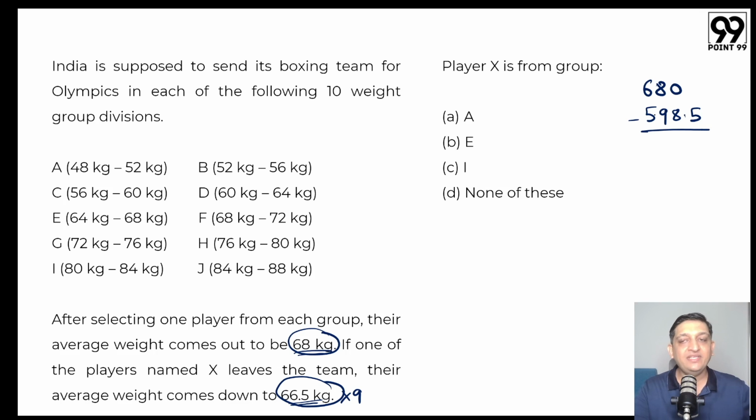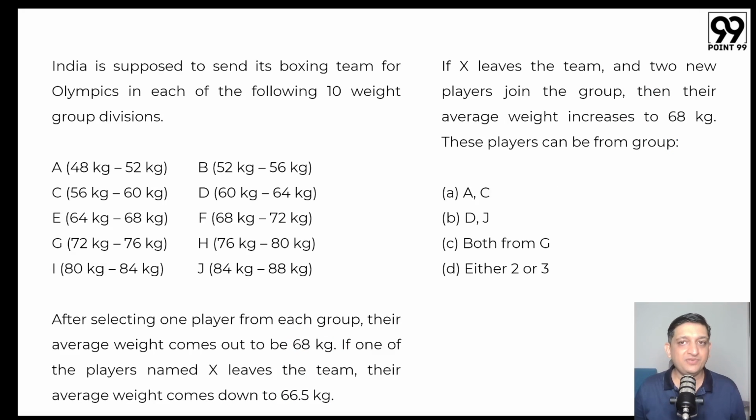Now the gap between these two will tell us what was the weight of player X, and the weight will be very easy to find out. 680 and 598, so 82 minus 0.5 is going to be 81.5. So player X had its weight as 81.5. So this person should be from the group I, because I is the one wherein you have 80 to 84 kg as the range that is present. Let's look at the next question.